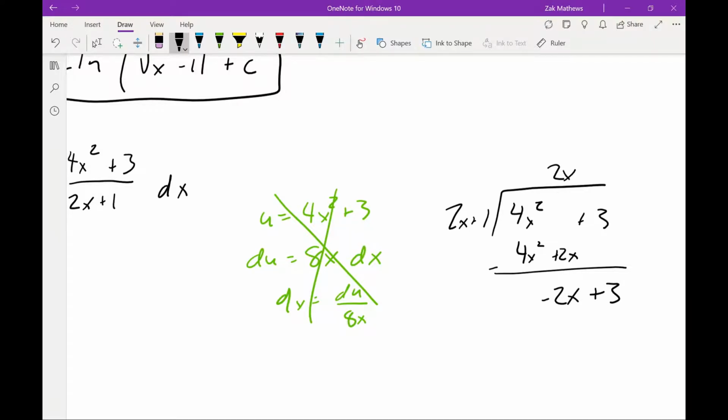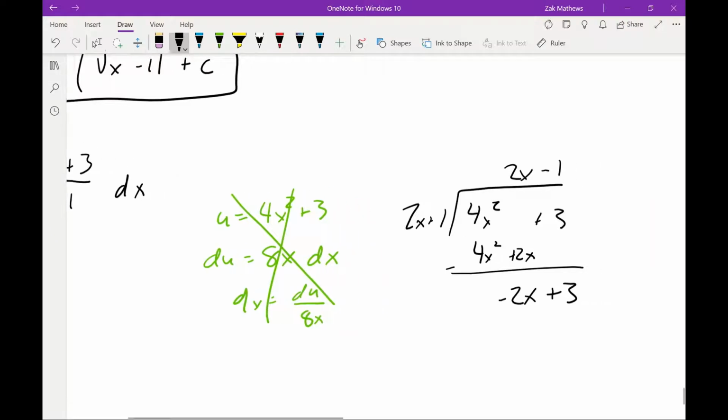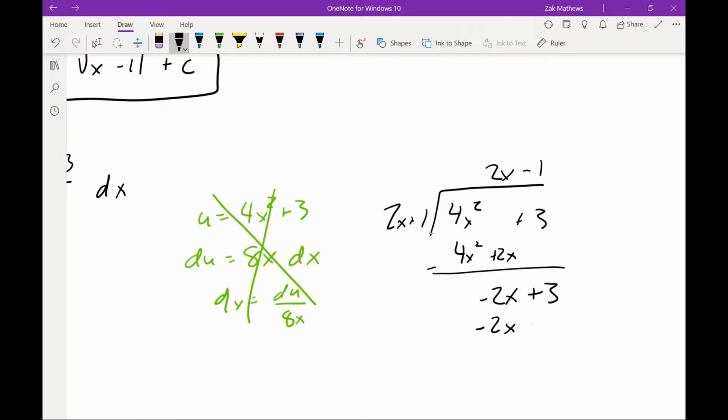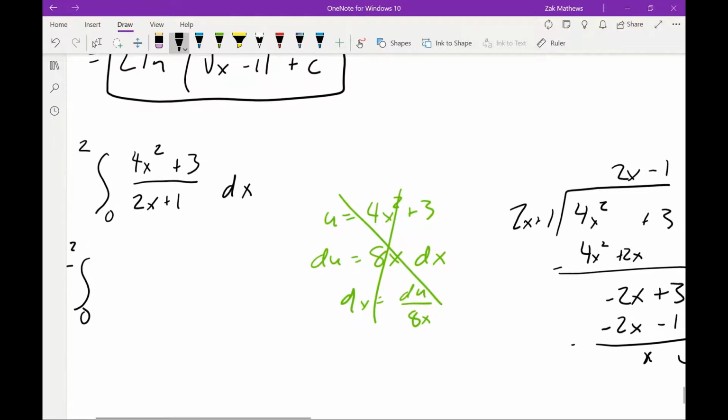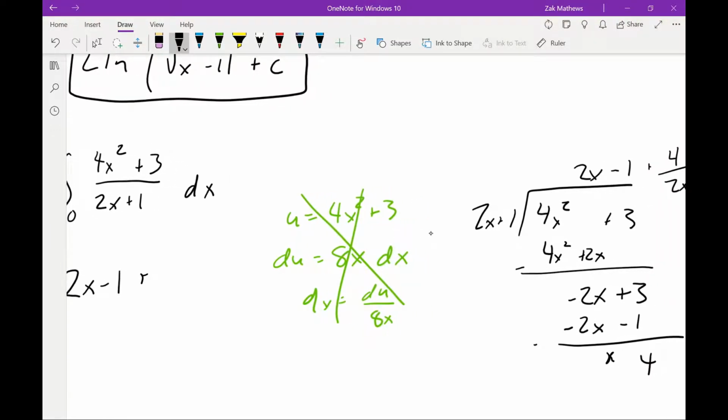Does 2x plus 1 go into negative 2x minus 3? Yeah, it does, minus 1 time. And so we'd have a negative 2x minus 1. We'd subtract and we'd have a 4 left over. That is a remainder of 4. So remember, we can write that as 4 over the divisor of 2x plus 1. So what we can do is now write this integral from 0 to 2 as the divided out 2x minus 1 plus a remainder of 4 over 2x plus 1 dx.